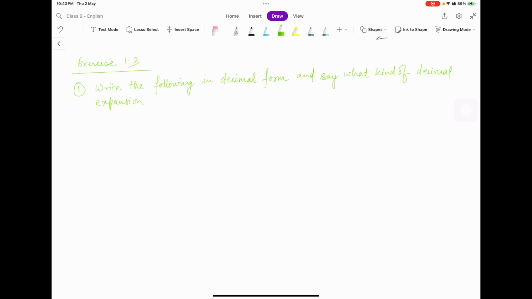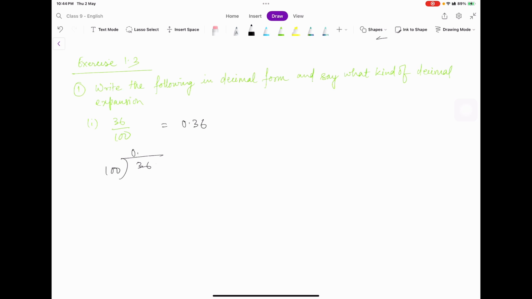Either it is terminating, or it is non-terminating recurring, or it is neither terminating nor recurring. Okay, so the first question is 36 by 100. I will not do the division part. This is 0.36. You can do the division part; I am doing just one for your sake. Okay, 36 divided by 100.